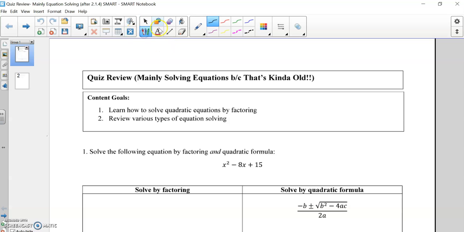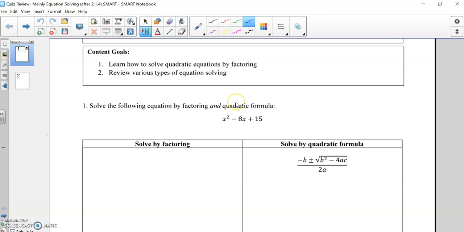Hey guys, today we are going to do some quiz review. The focus of today, or today's video at least, is to review some older stuff, which is some equation solving, because that's probably what you're more rusty on. The practice problems have a little bit of everything on them, but I wanted to make this video specifically for the equation solving aspect of the quiz.